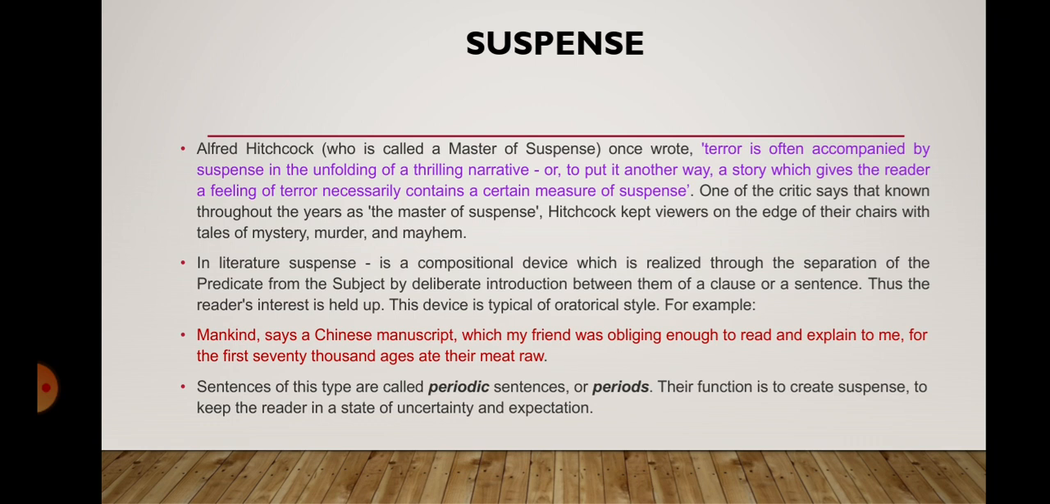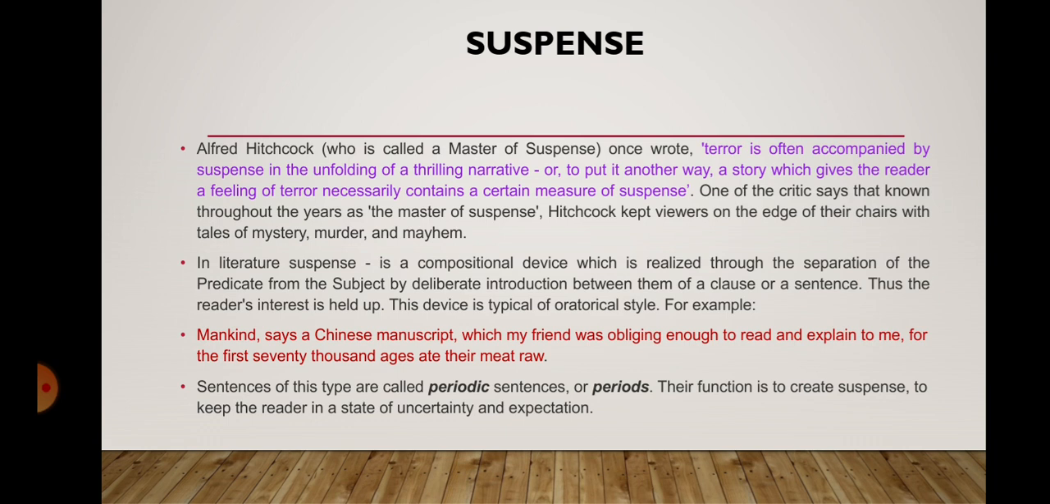Alfred Hitchcock, who is called the master of suspense, once wrote, "Terror is often accompanied by a suspense in the unfolding of a thrilling narrative, or, to put it another way, a story which gives the reader a feeling of terror necessarily contains a certain measure of suspense." One of the critics says that, known throughout the years as the master of suspense, Hitchcock kept viewers on the edge of their chairs with tales of mystery, murder, and mayhem.